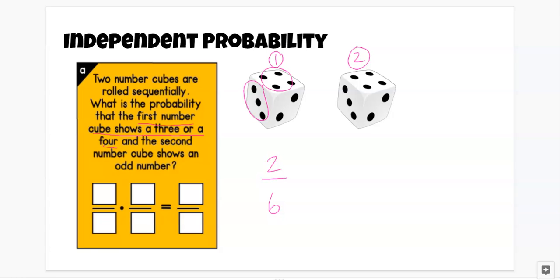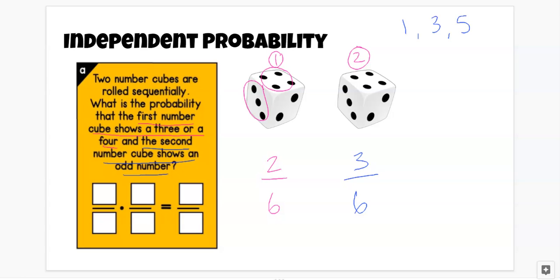Now on the second number cube, we want the second number cube to show an odd number. So the odd numbers on our number cube would be 1, 3, and 5. So we have 3 total odd numbers out of 6 total possible numbers.